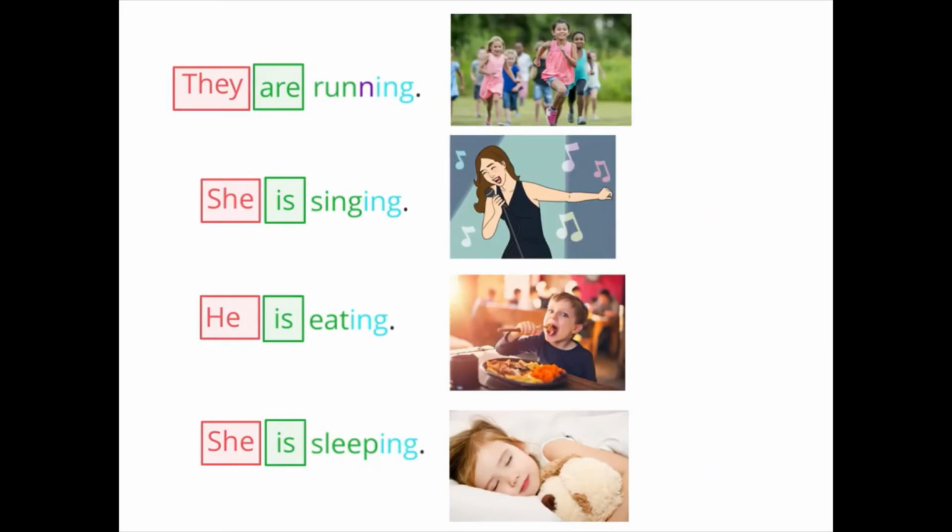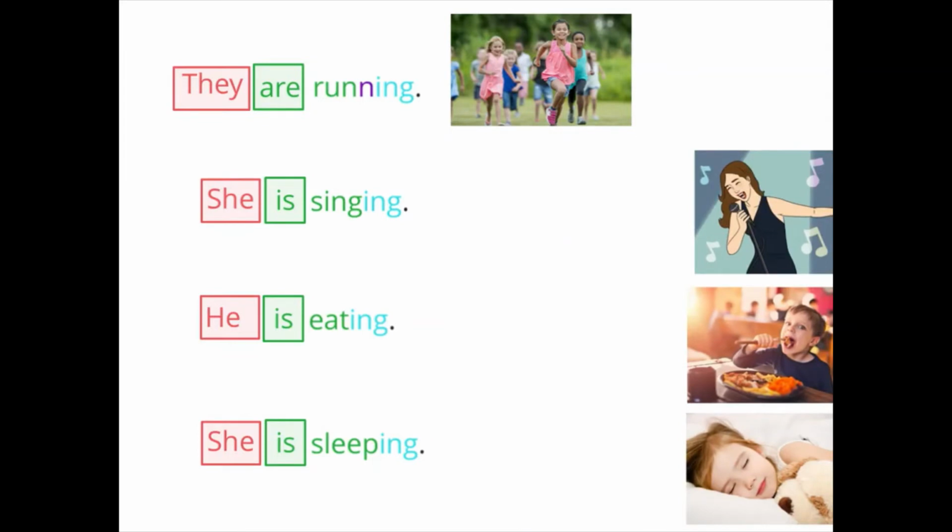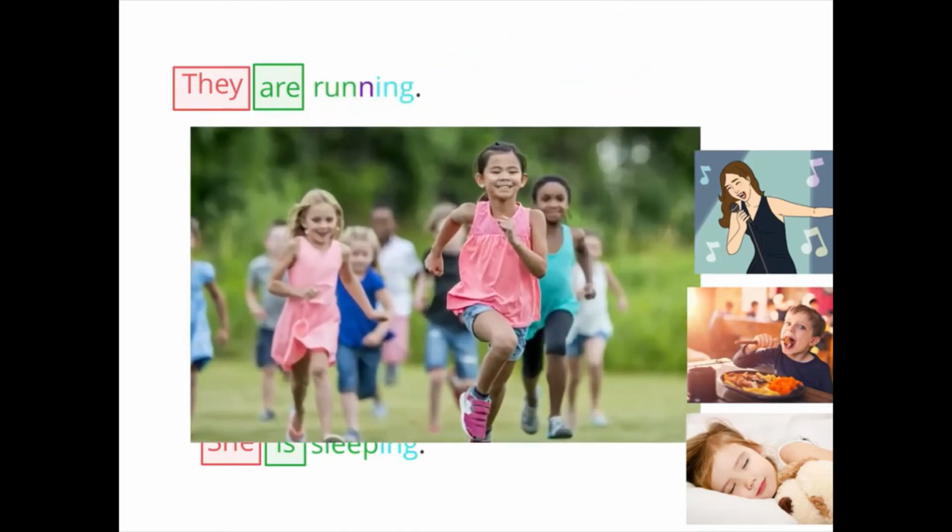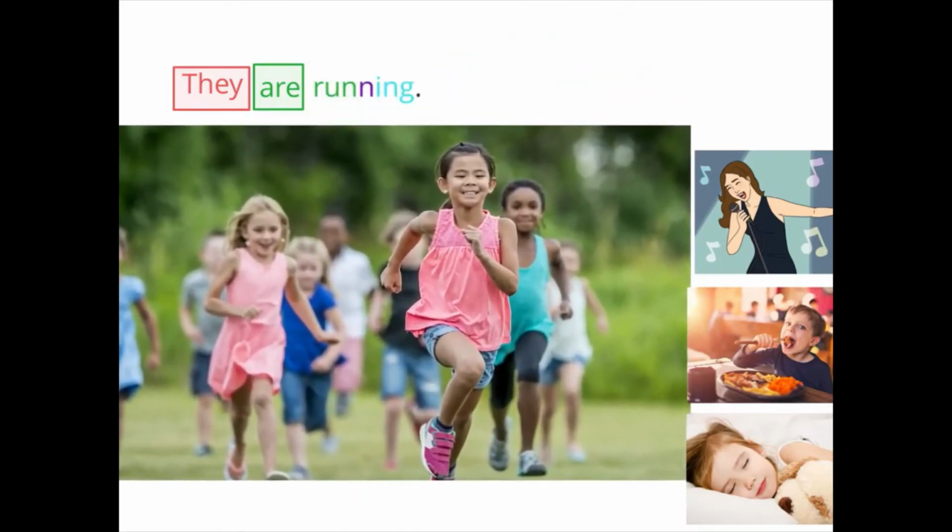For our next sentences, we have the verbs run, sing, eat, and sleep. The first one, they are running. Our verb is run. So here's run. Before we can add ing to the verb run, you can see that I've added another N, and then we add the ing. They are running. Are running is the whole verb.